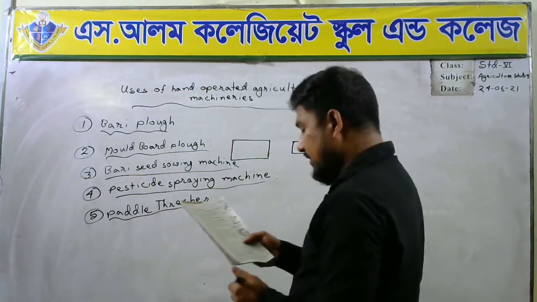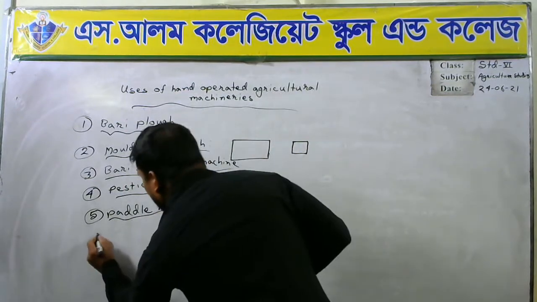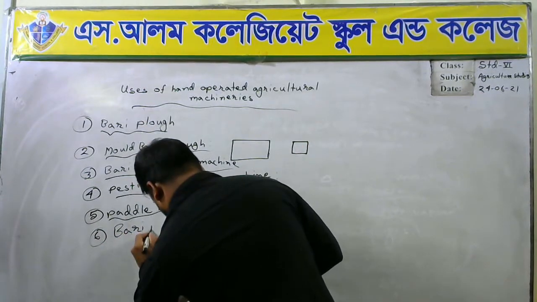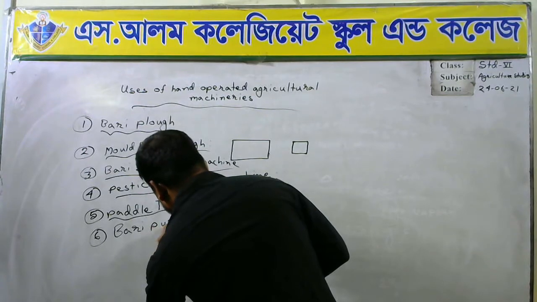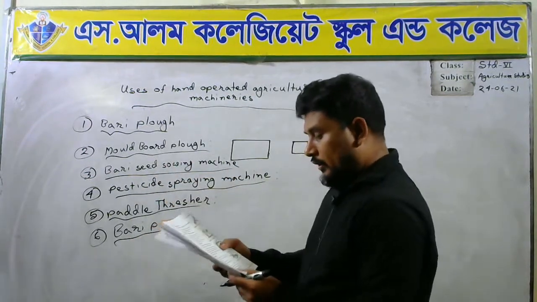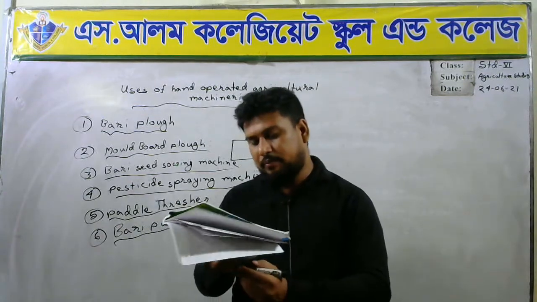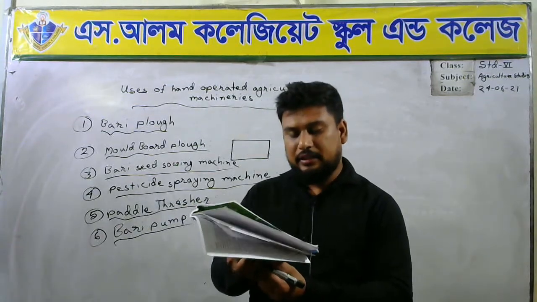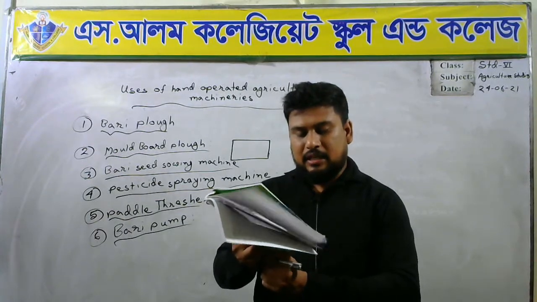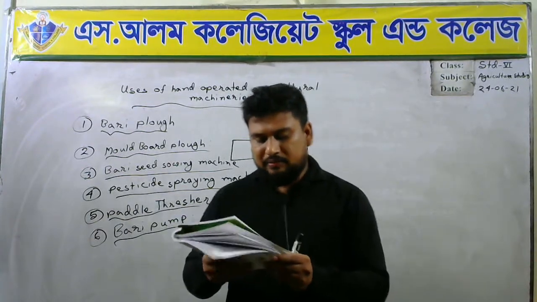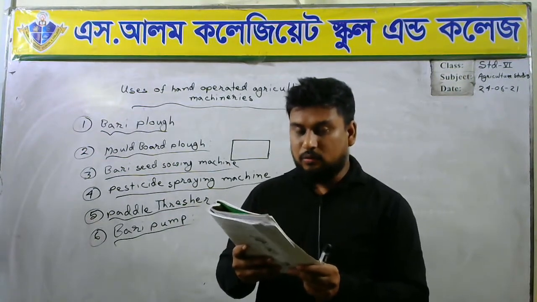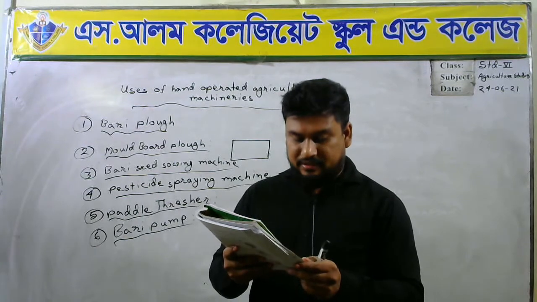And the last one is bari pump. Number 6, bari pump. Bari pump is a low lift pump. It can be made locally. It is modern irrigation technology. Merits are more water can be raised, and water can be lifted from underground and subsurface.